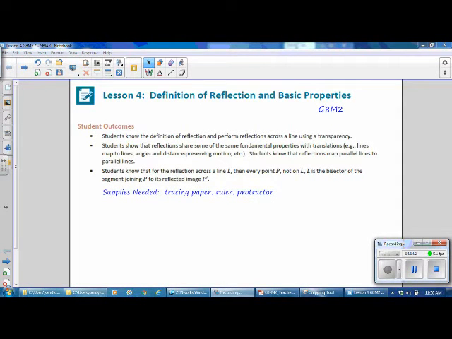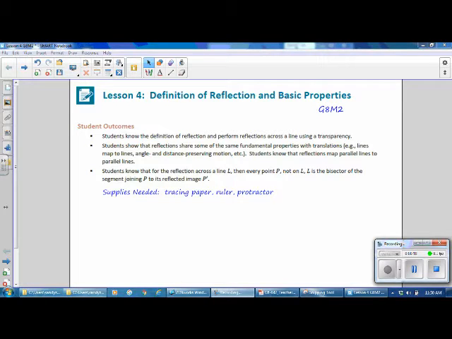This is Mrs. Zappia with Lesson 4, Definition of Reflection and Basic Properties, Grade 8, Module 2. Student outcomes for this lesson. Students know the definition of reflection and perform reflections across a line using a transparency.